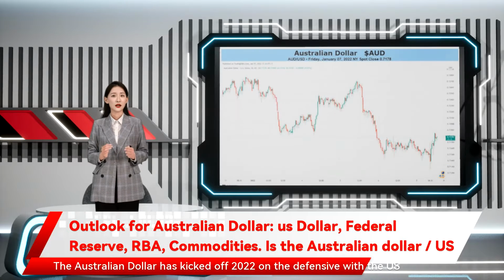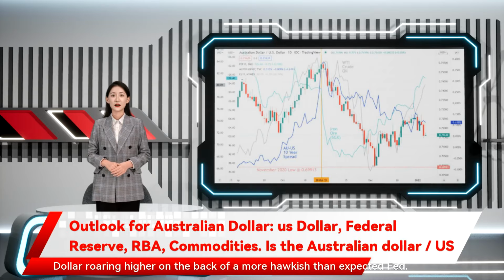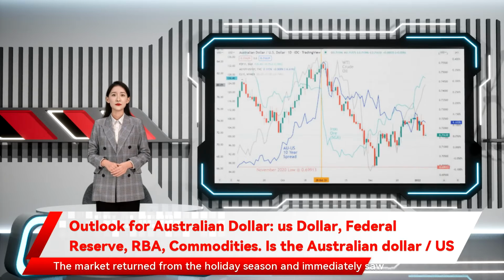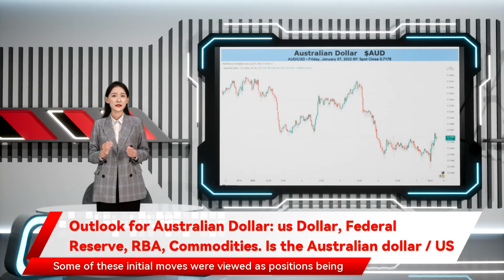The Australian dollar has kicked off 2022 on the defensive with the US dollar roaring higher on the back of a more hawkish than expected Fed. The market returned from the holiday season and immediately saw Treasury rates move higher. Some of these initial moves were viewed as positions being re-established.